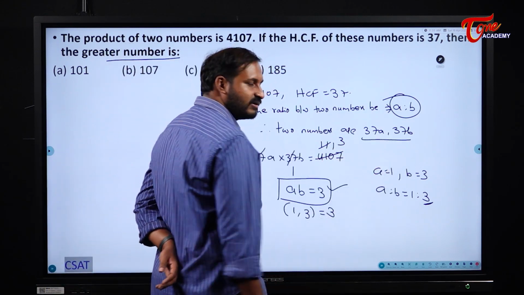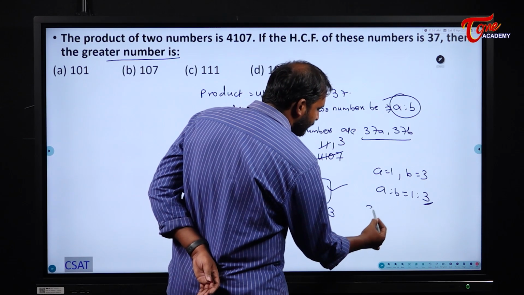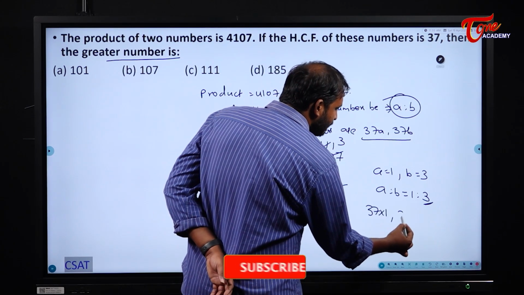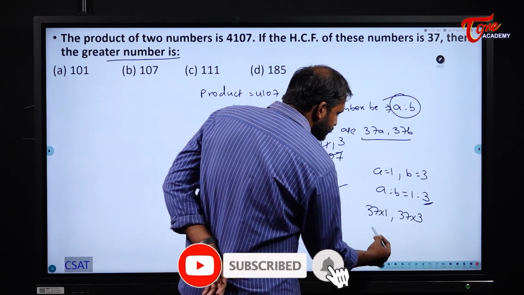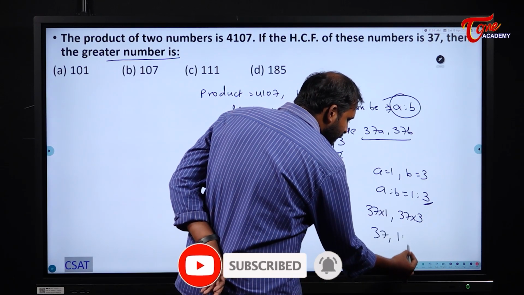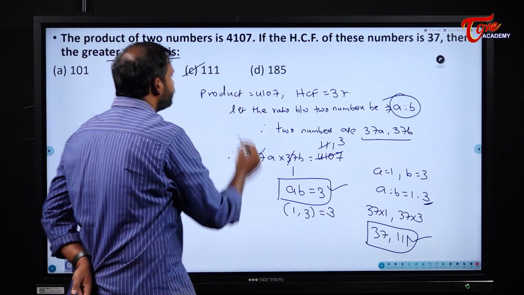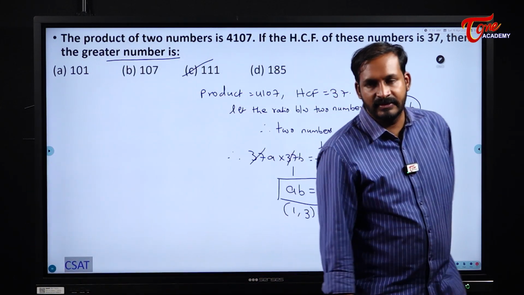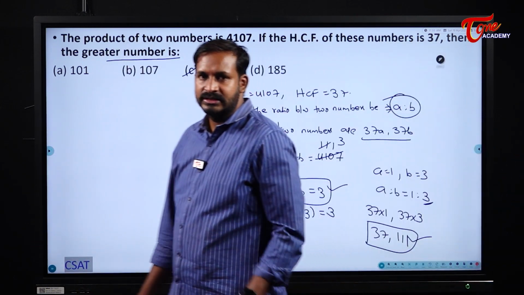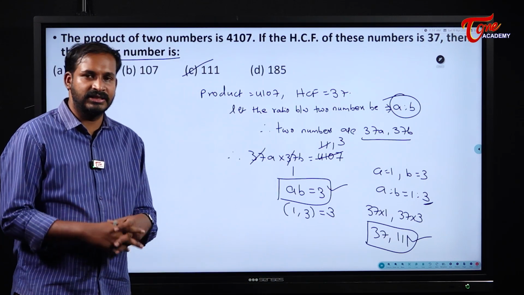The two numbers are 37A and 37B. So one number will become 37 into 1 and the other number will become 37 into 3. So one number will be 37 and the other number will be 111. So here our answer will be 111. Understood, students? From the concepts we learnt already, we applied these concepts.